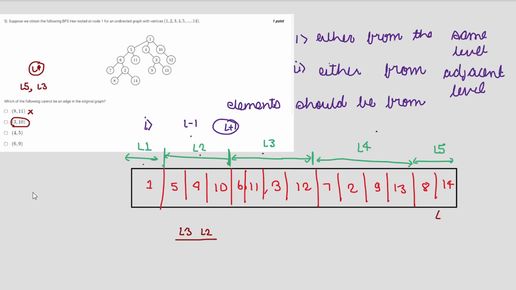The third is 4 and 5. So this comes from the same level, so this can also be an edge in the graph. And the last one is 6 and 9. So 6 comes from level 3 and 9 comes from level 4. So this can also be an edge in the graph. Now this question is asking which cannot be an edge in this particular graph. So 8, 11 cannot be an edge in this particular graph.